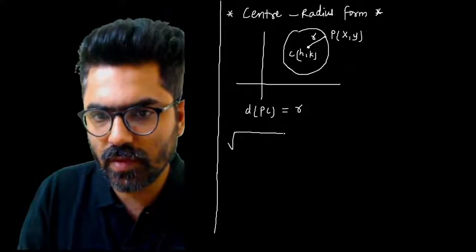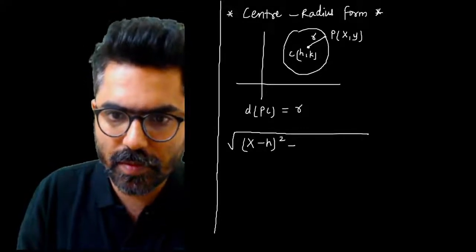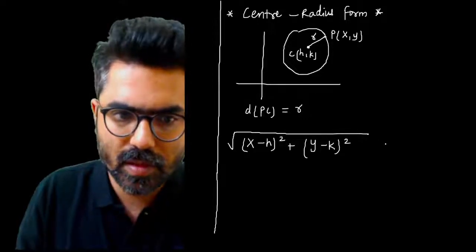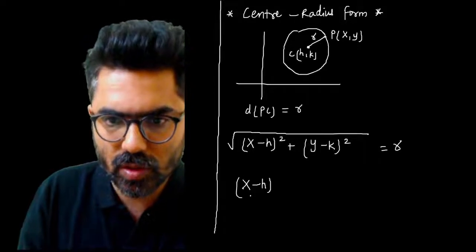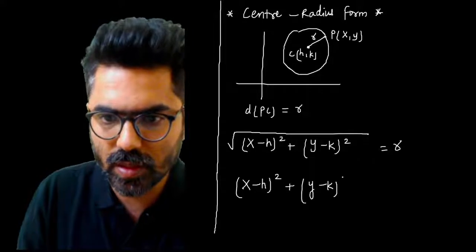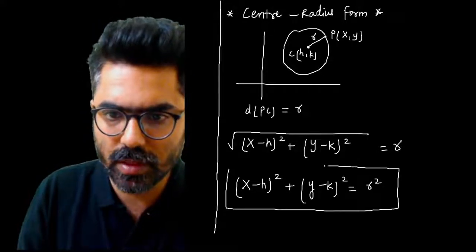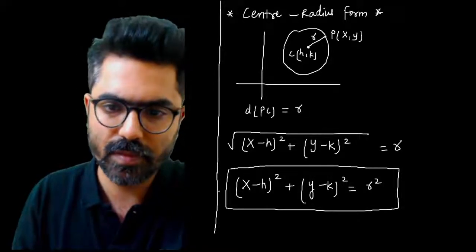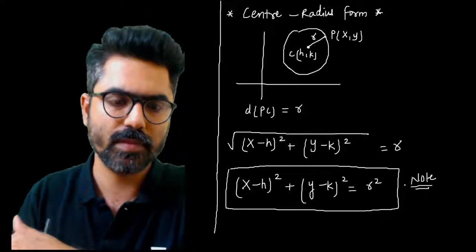So by distance formula we can say that square root of x minus h the whole square plus y minus k the whole square is equal to radius r. So x minus h whole square plus y minus k whole square is equal to r square. This is what the center radius form is. In this, center will be given and radius will be given. So note this point. We'll take some basic examples on this.